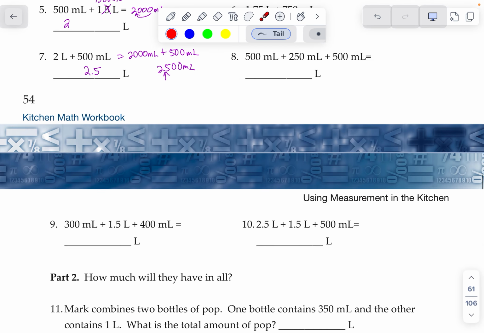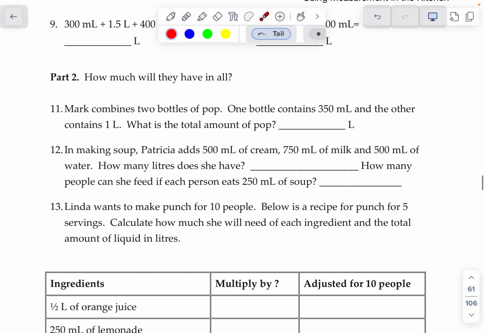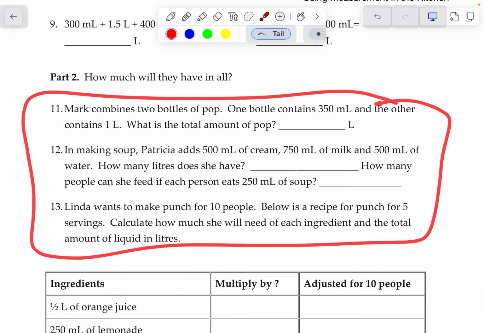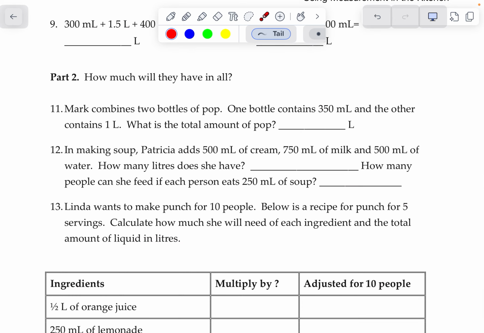Let's talk about 11 to 13 for a minute. Let's do 11, and then we'll jump down to the recipe. Okay, so let's look at 11. It says Mark combines 2 bottles of pop. One bottle contains 350 milliliters. The other contains a liter. What total amount of pop is there in liters?